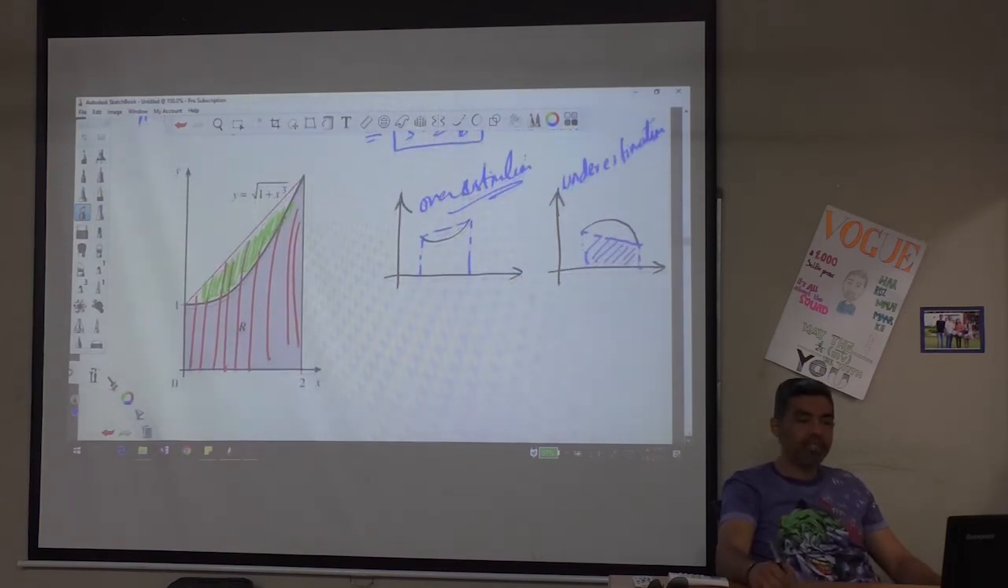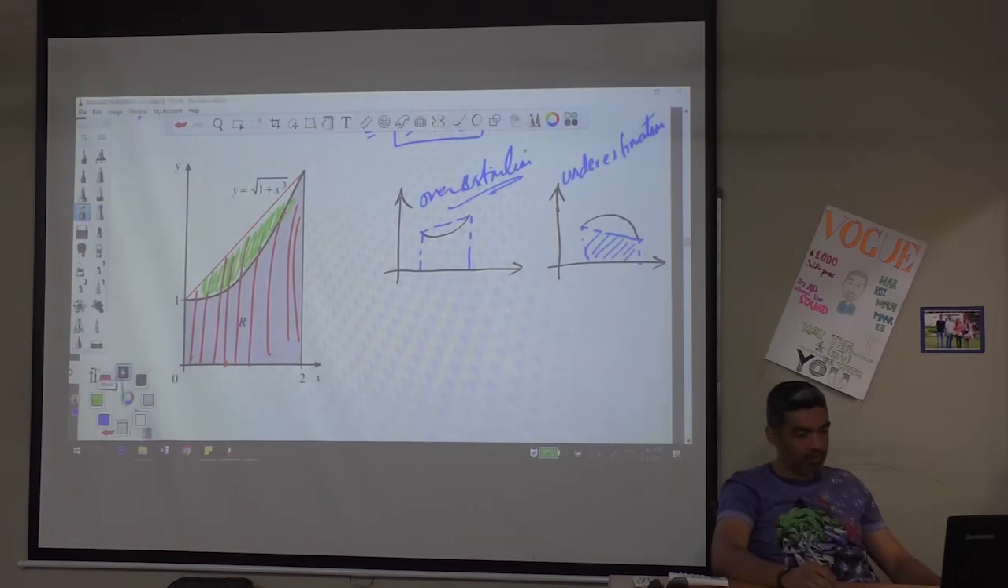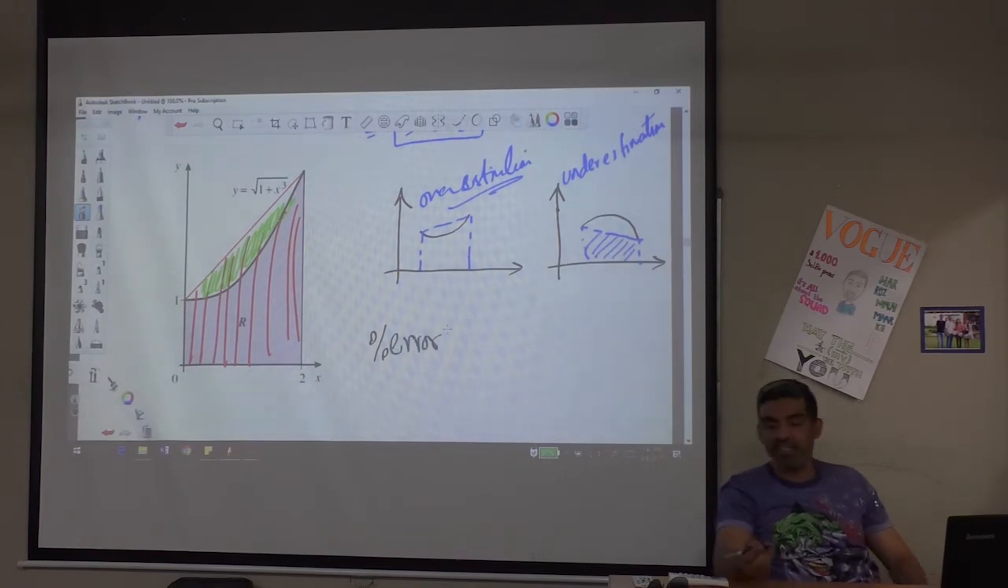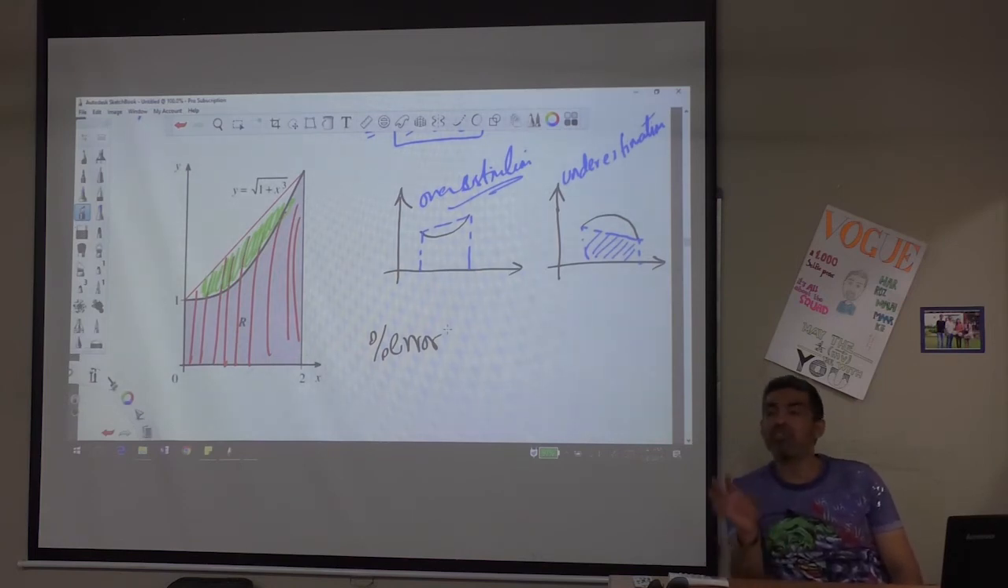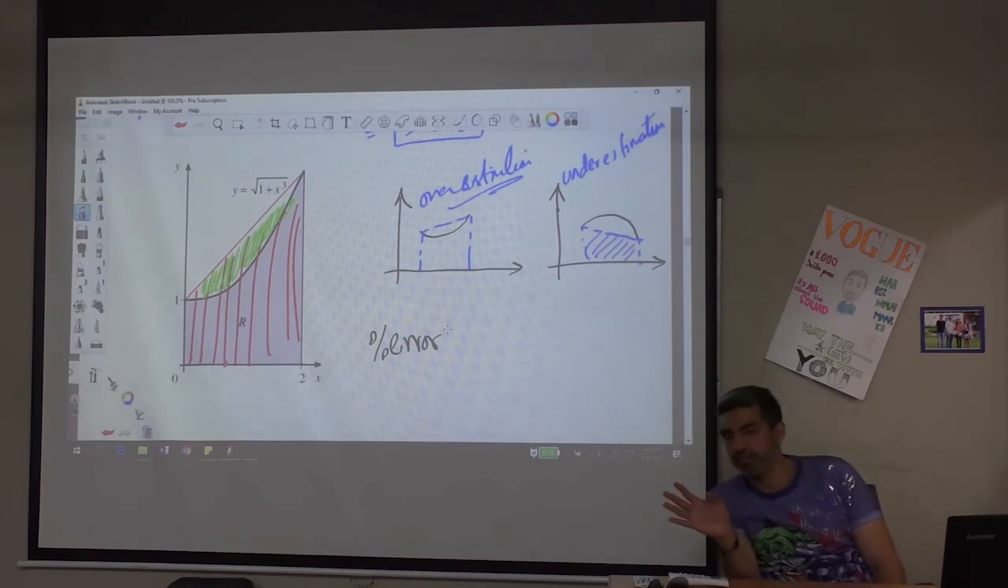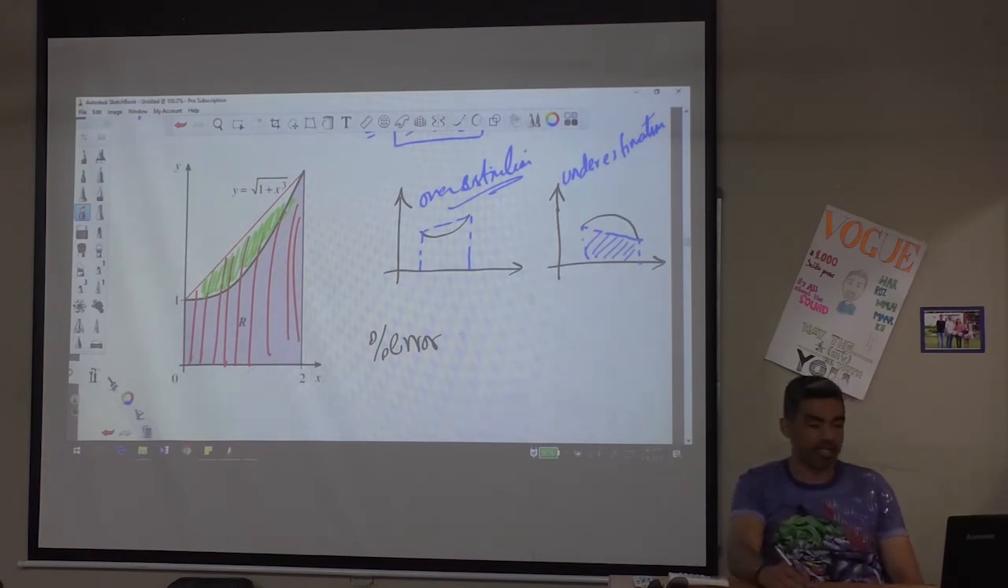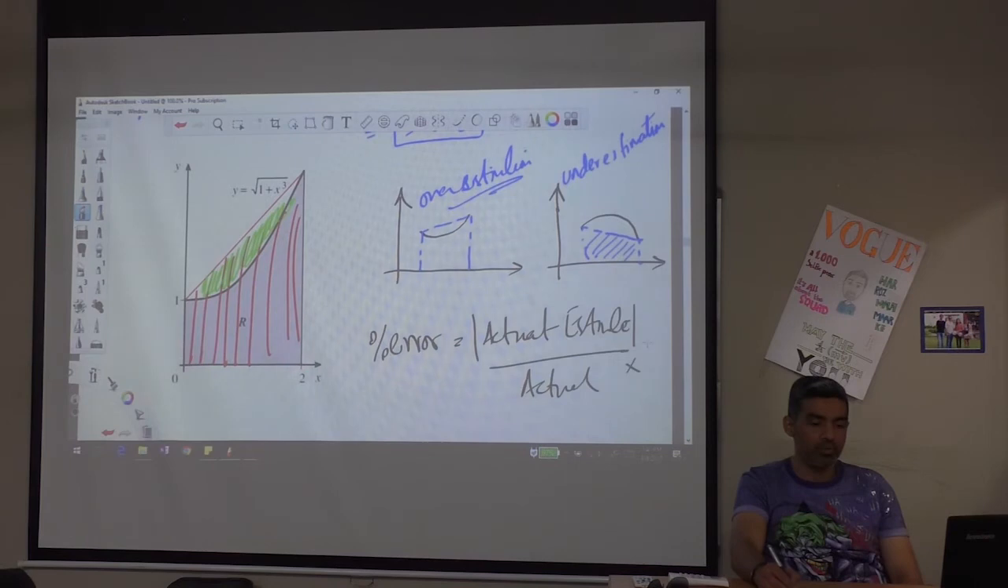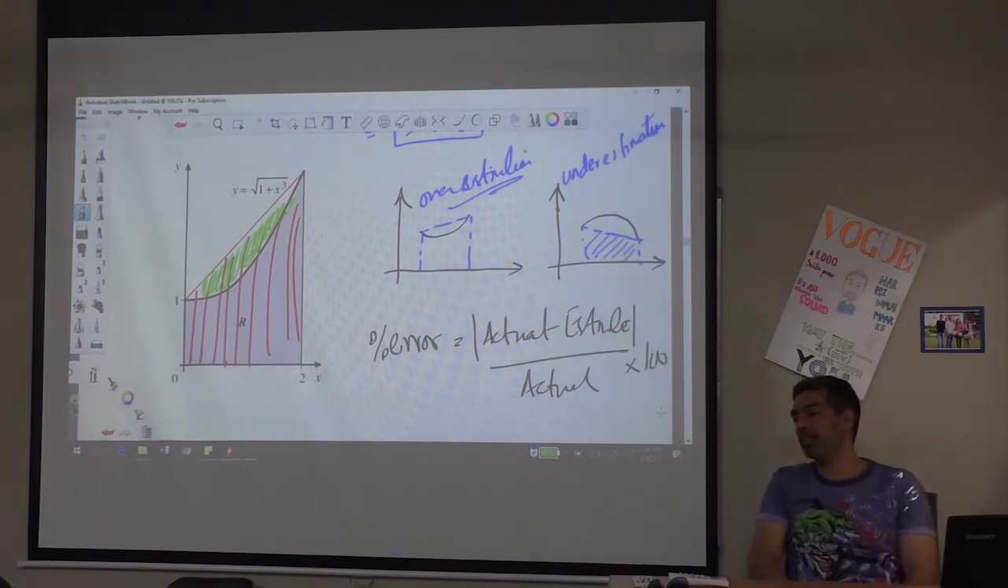And the next thing that they might ask you is to find the percentage error. Now, for percentage error you need to know the actual value, which means either they will give you the actual value or they will give you such a function from which you can find it. Okay, how will it come? It's going to be the mod of actual minus estimate, so that if there's a minus sign it goes away, upon actual, into 100. This will give you the percentage.